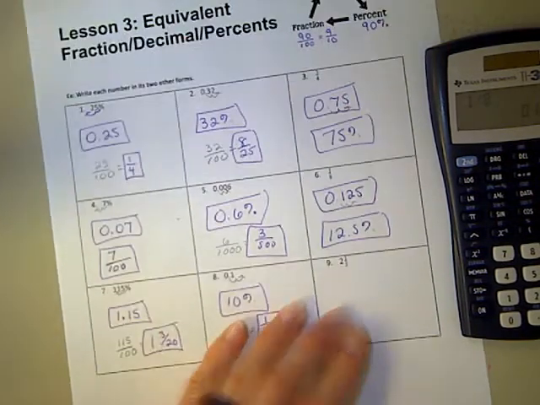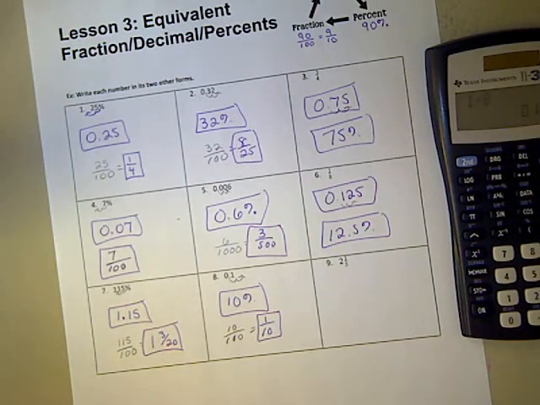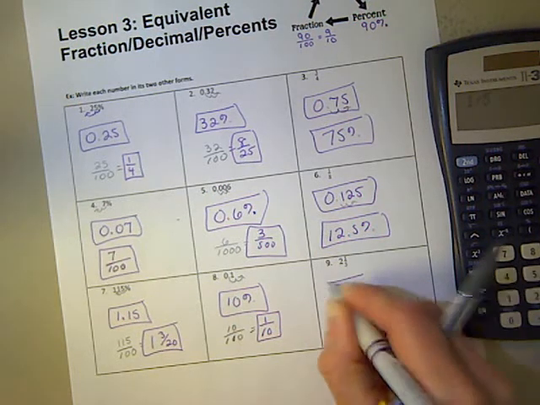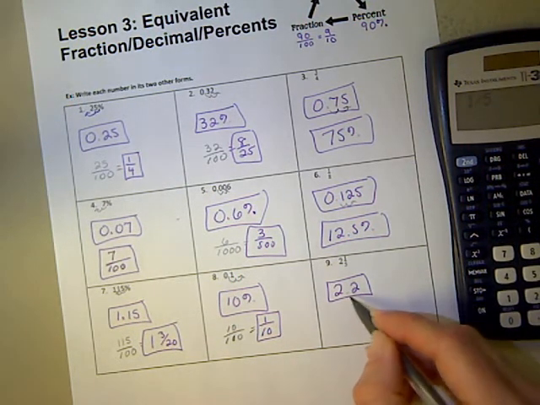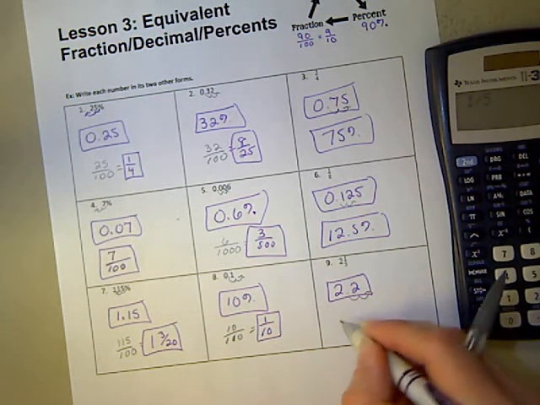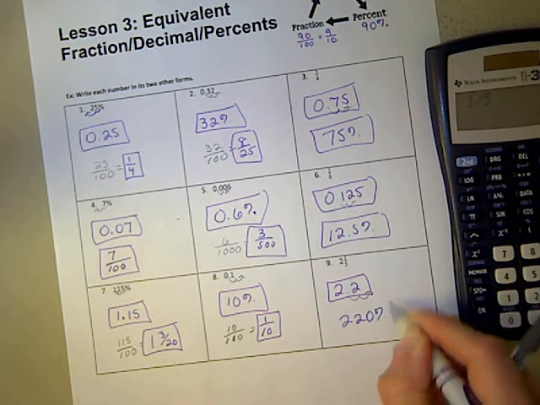And the last one, 2 and 1/5. This is going to be a big one. So the 1 divided by 5 is 0.2, so that's going to make it 2.2 as my decimal. Move it 2 spots. This is a big percent, 220%.